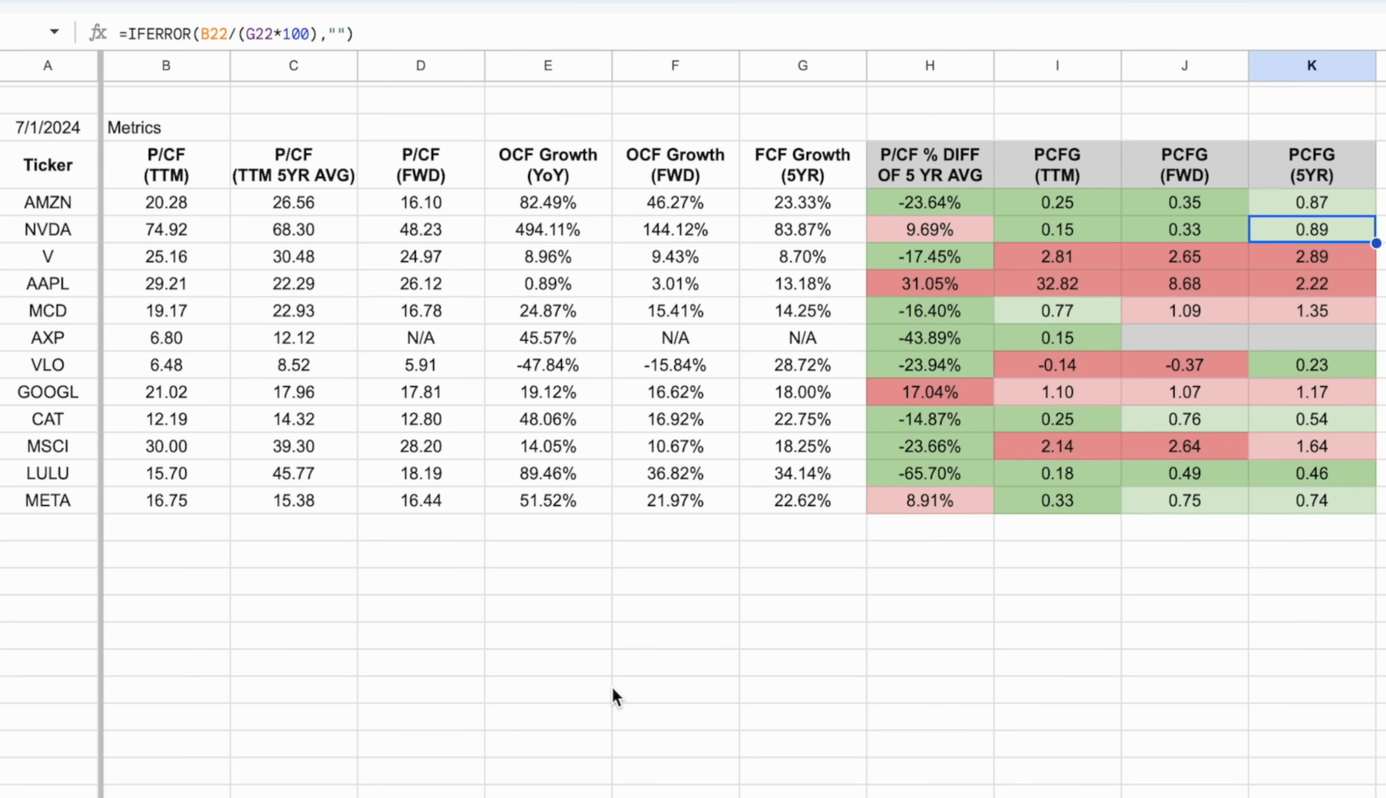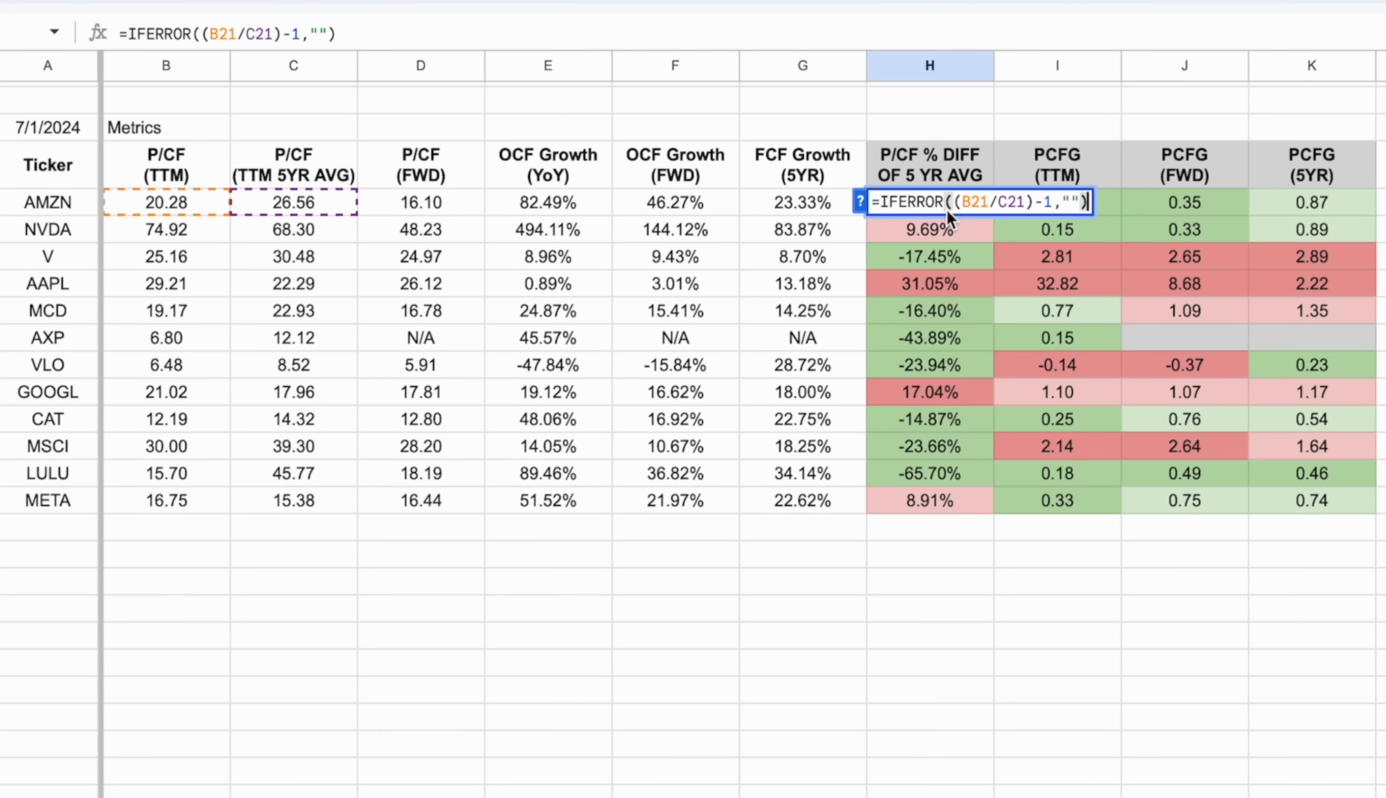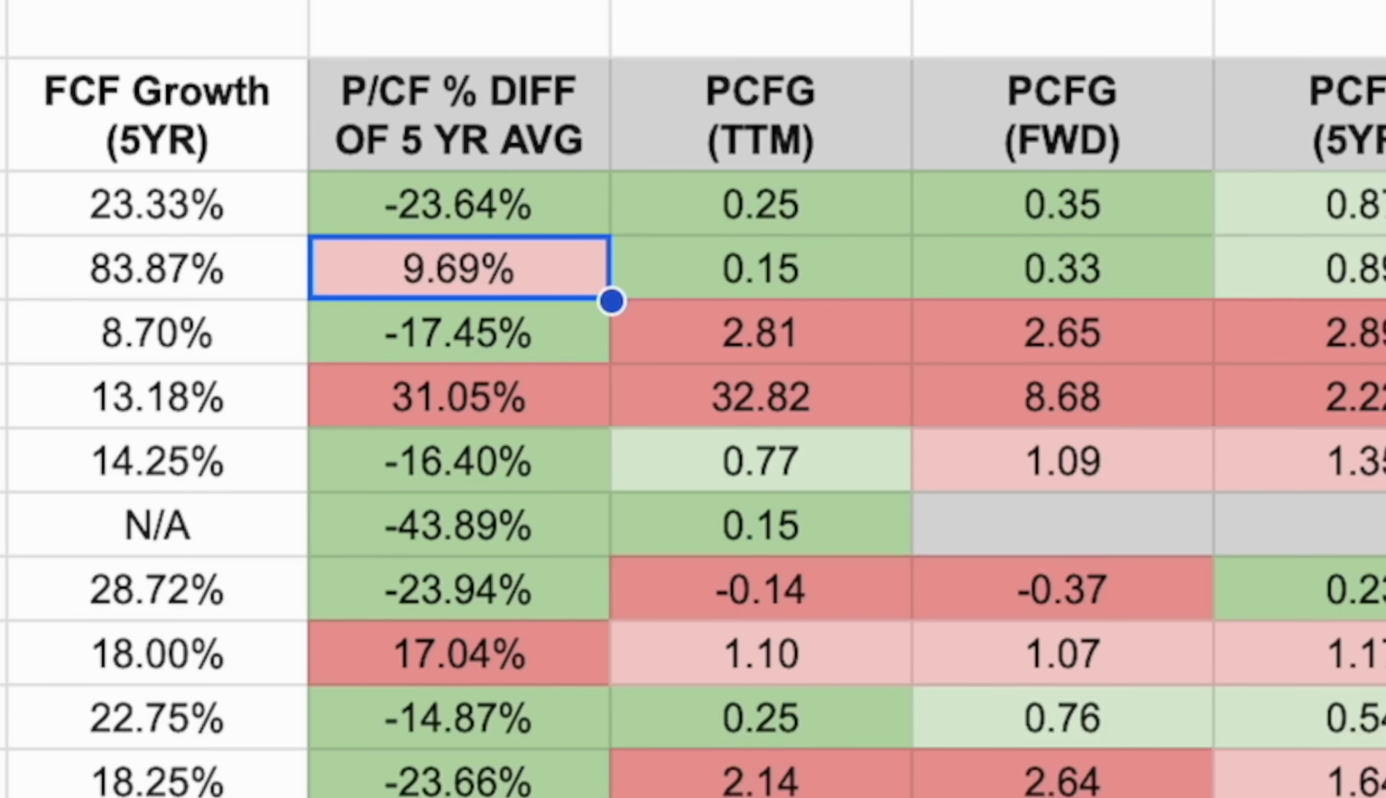Now, first off, I compare the current price to cash flow number to the 5-year average. And this is kind of like when I was looking at the chart to see where the price to cash flow is trading at. It simply tells me where the current price to cash flow is trading compared to their 5-year history. So in this case, Amazon is trading at a price to cash flow about 23% under their 5-year average.